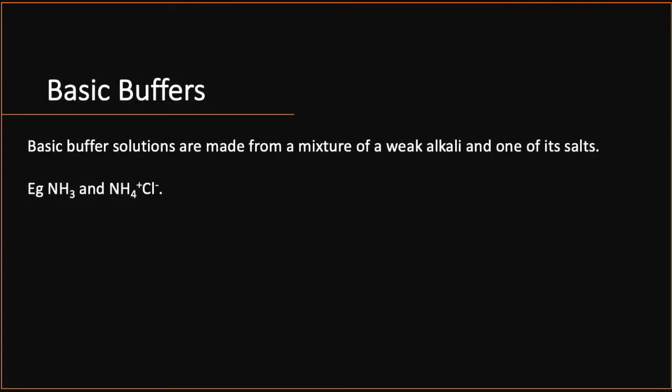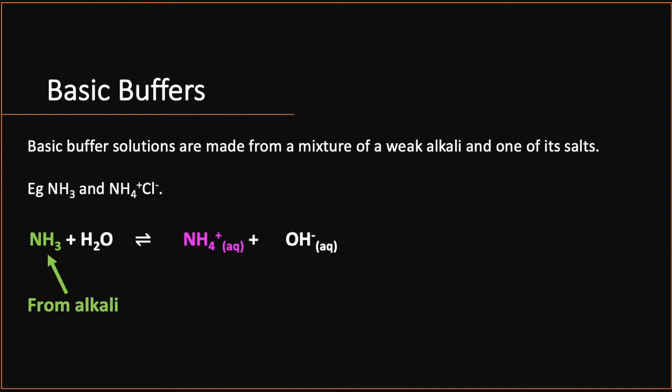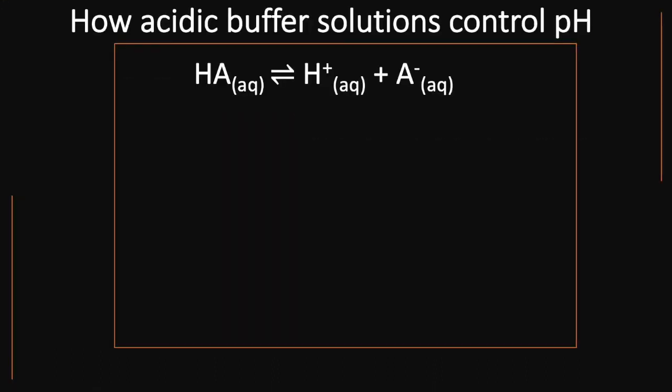Basic buffers are very similar, but made from a weak alkali and one of its salts. A typical one is ammonia. If we dissolve ammonia in water, most of that equilibrium is to the left-hand side, and therefore if I add in some ammonium chloride, for example, that will give me lots of the ammonium ions as well. So let's have a look at how an acidic buffer actually controls the pH.